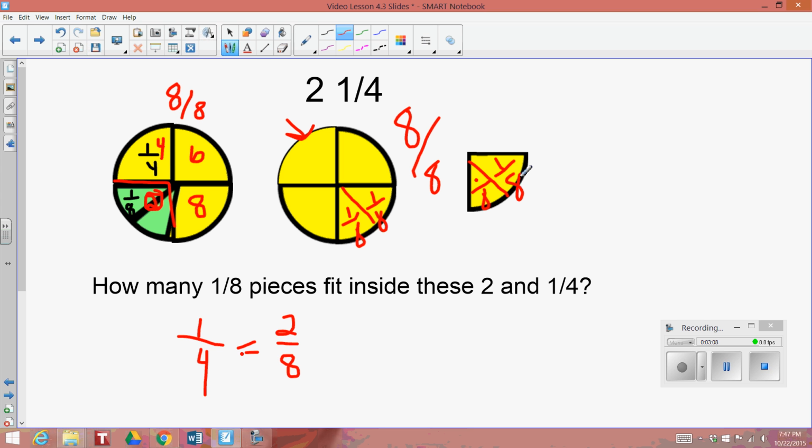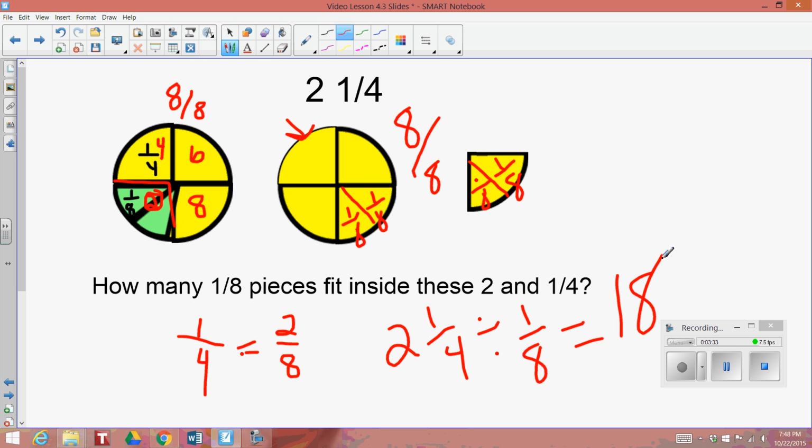So altogether, I could fit 8 plus 8 is 16, 17, 18 pieces can fit inside 2 1/4. So 2 1/4 divided into 1/8 pieces is going to give me 18 1/8 groups. So I can take that trail mix, divide it into 1/8 sections, and I'd have 18 people to feed if I wanted to feed each person 1/8. I could feed 18 people that trail mix.